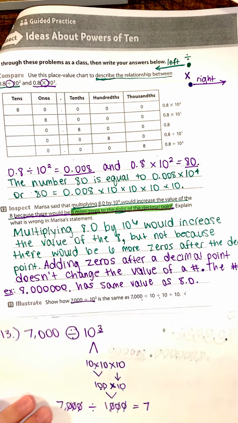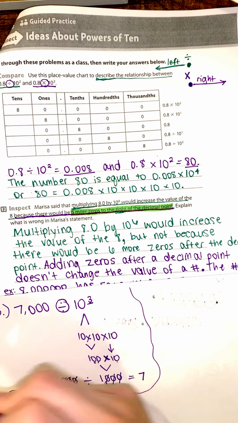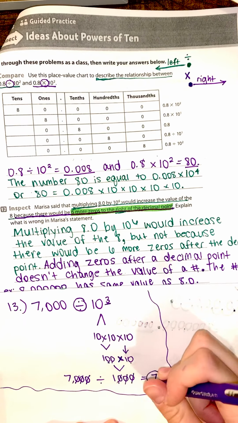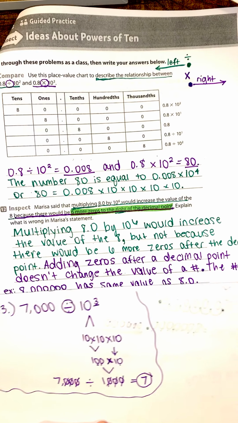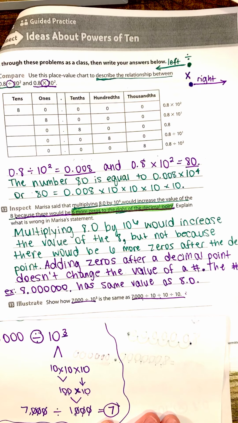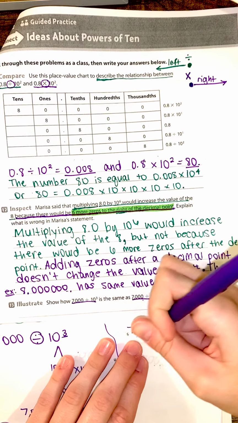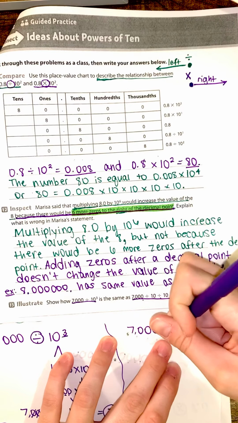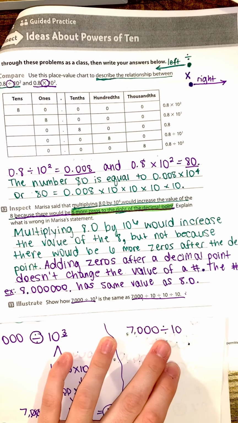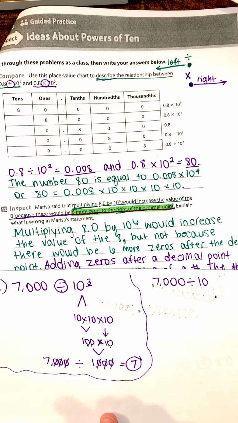We're going to squiggle this around, because that's the first part of our problem. Circle our product. We're going to do this second part right here: 7,000 divided by 10. What is 7,000 divided by 10? Remember that trick I showed you right here?